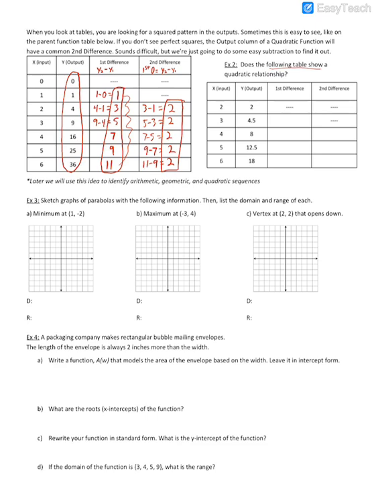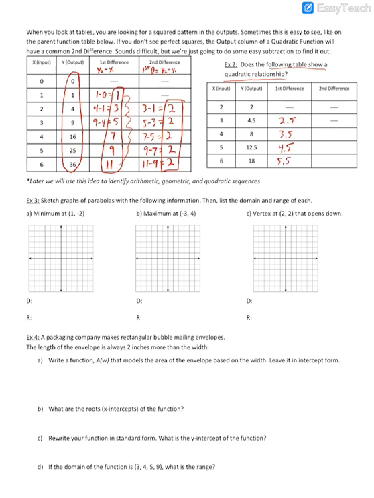Does the following table show a quadratic relationship? If we do 4.5 minus 2, we get 2.5. If I do 8 minus 4.5, I get 3.5. If I do 12.5 minus 8, I get 4.5. And 18 minus 12.5 is 5.5.